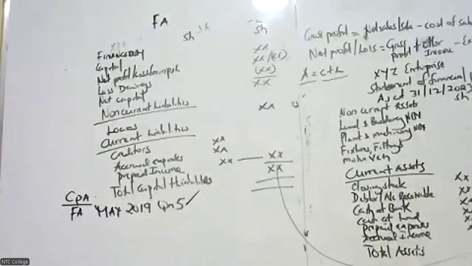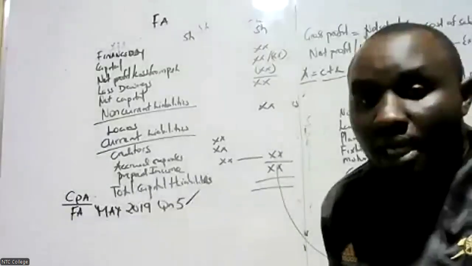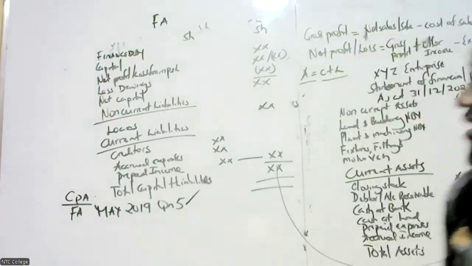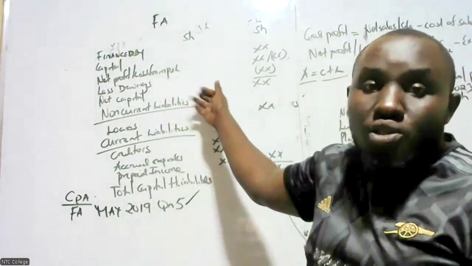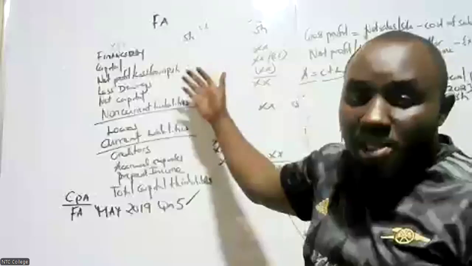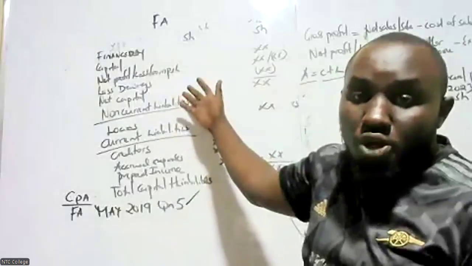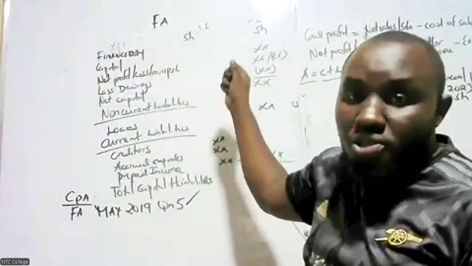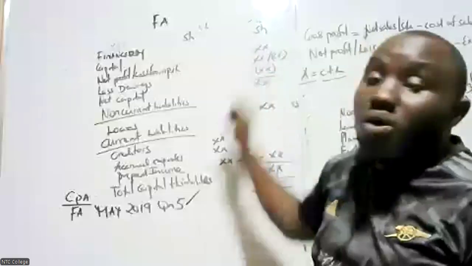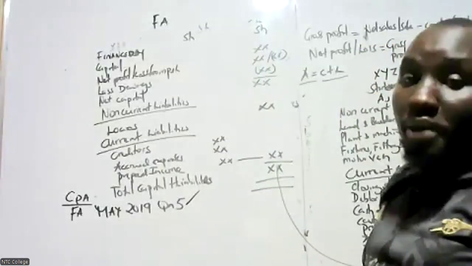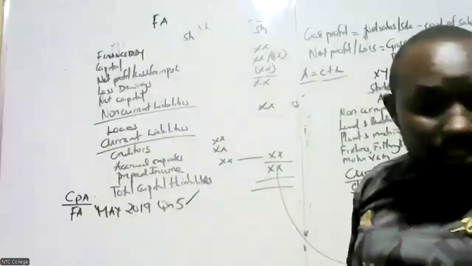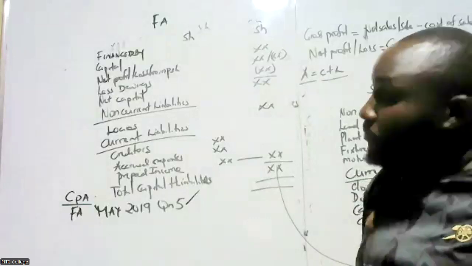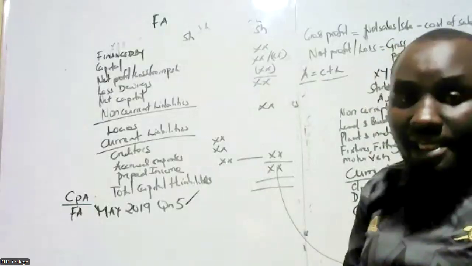So May 2019, question 5. Can I repeat the drawing? Let's say, for example, when the owner of the business took some goods for personal use, or he took some money for personal use on Monday, we call it drawing. How do we adjust drawing? Drawing of cash does not affect the P&L. It's only the drawing of goods that affects P&L.